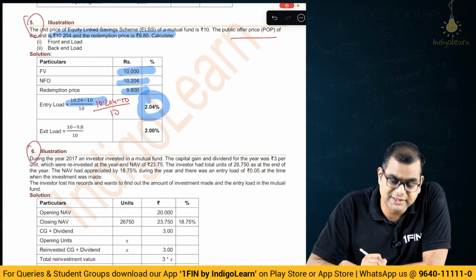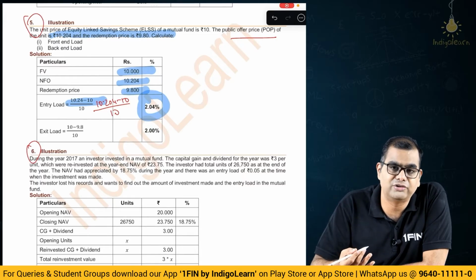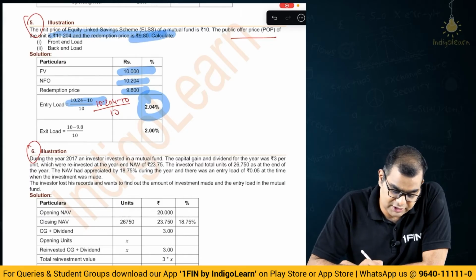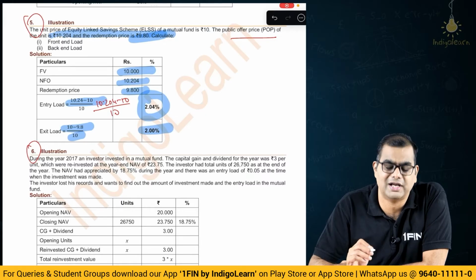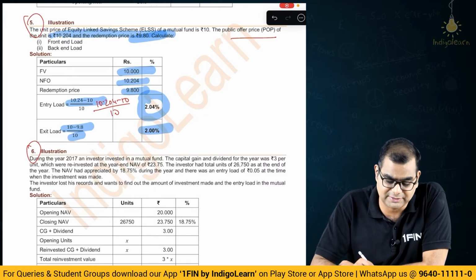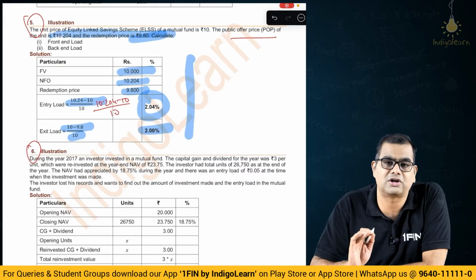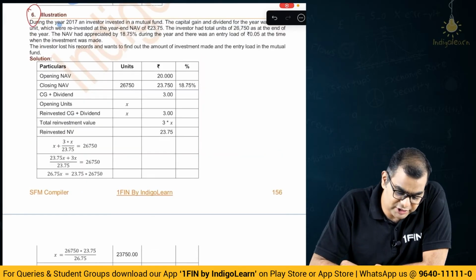Same way, exit load. What is exit load? When you are selling off the units, instead of getting 10 rupees, you are going to get 9.8. So, exit load is 10 minus 9.8 by 10, which is basically 2%. So, it is a fairly simple computation, there is nothing else. But I am doing this problem just to ensure that you understood the concept of entry load and exit load.